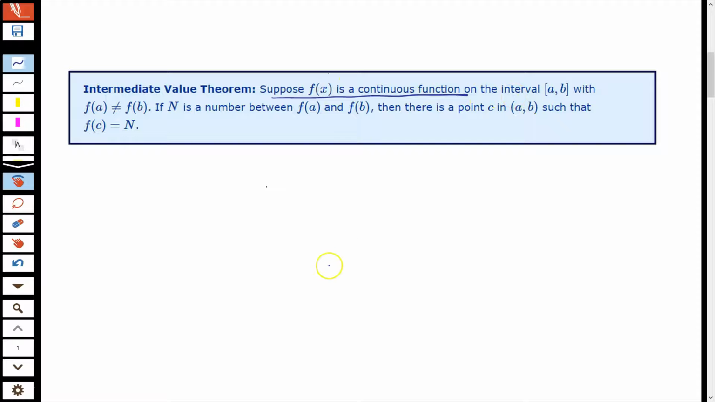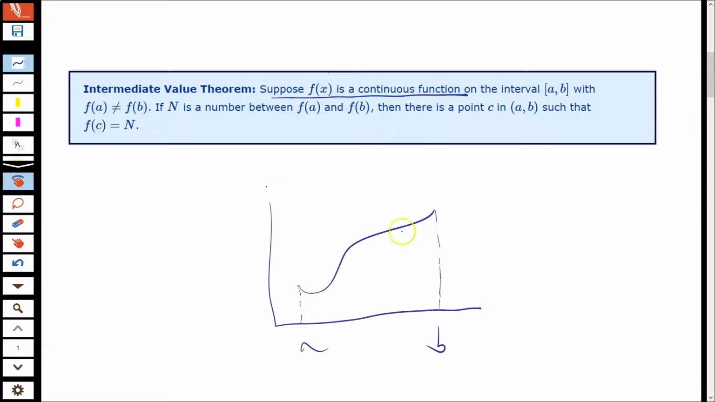On the interval a to b, what this means is we have some curve that goes from a to b. We don't care about what happens outside of this interval, but we know it's continuous within this interval. If n is a number between f of a and f of b, so this tells me that n is a y, right? We'll say some number n. Then there is a point c in a to b such that f of c equals n. That would be here, right? So this is a picture of what this is saying.